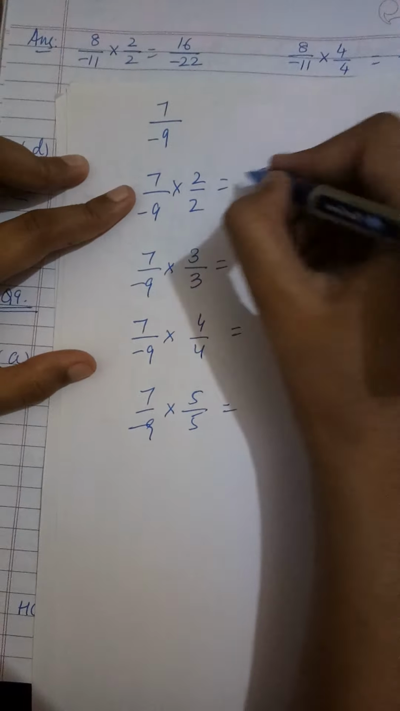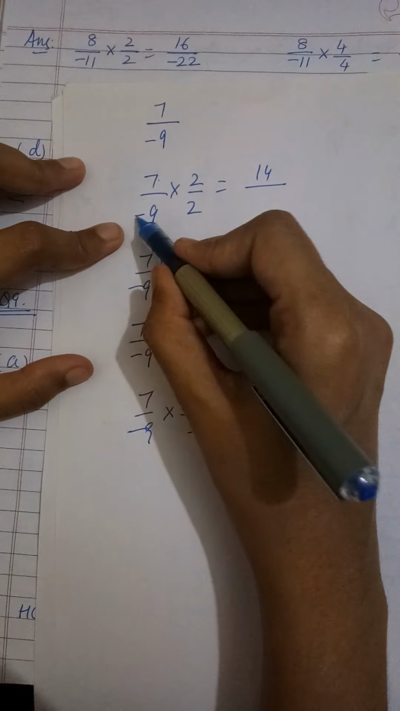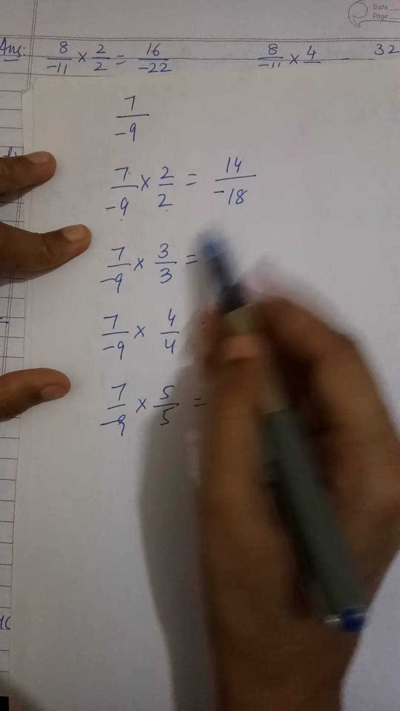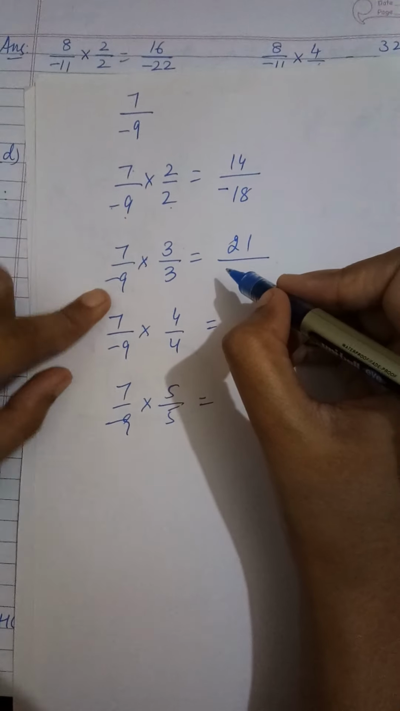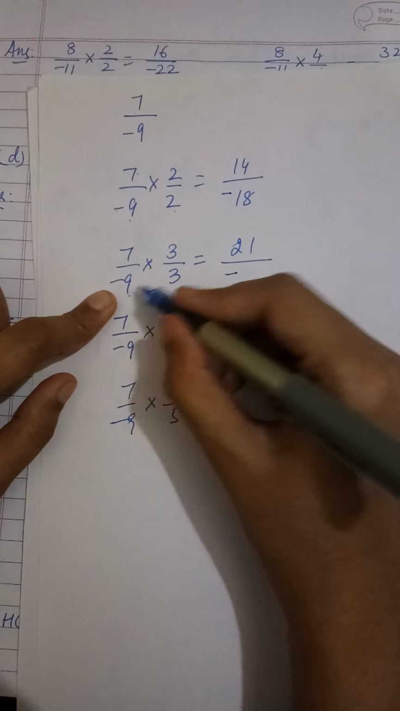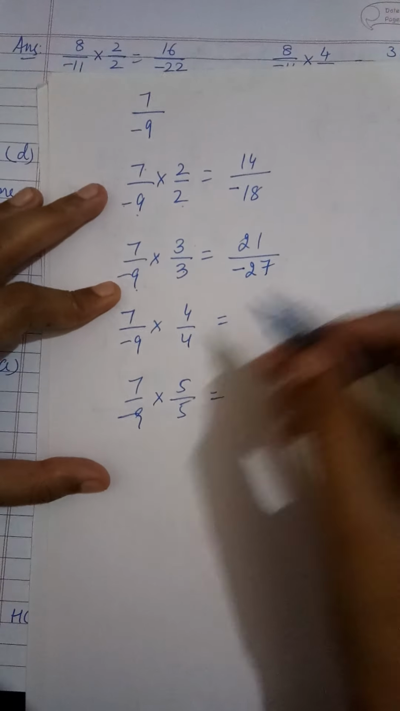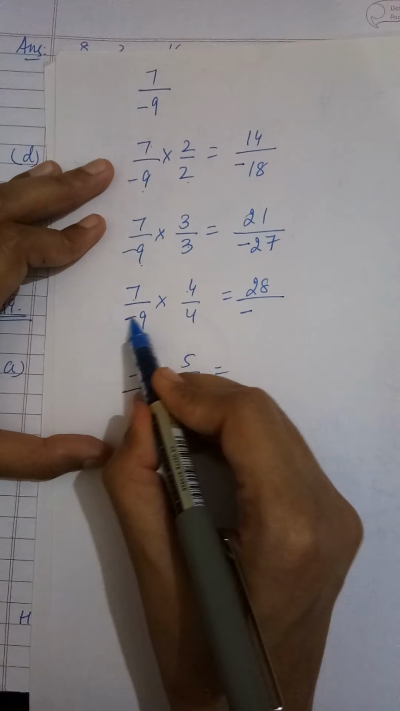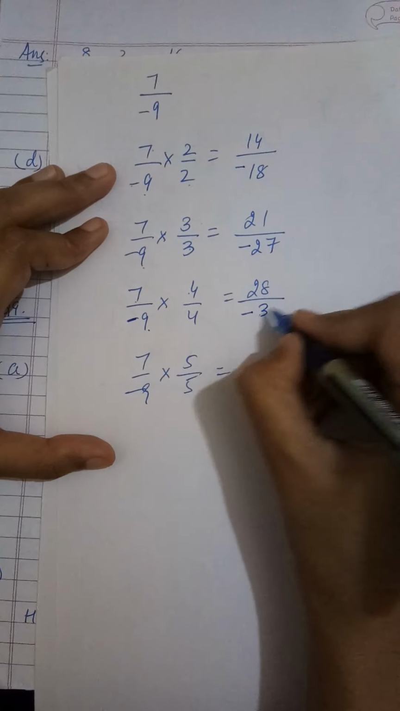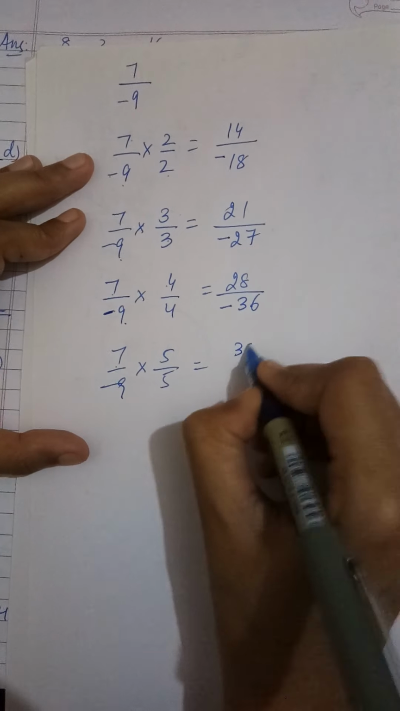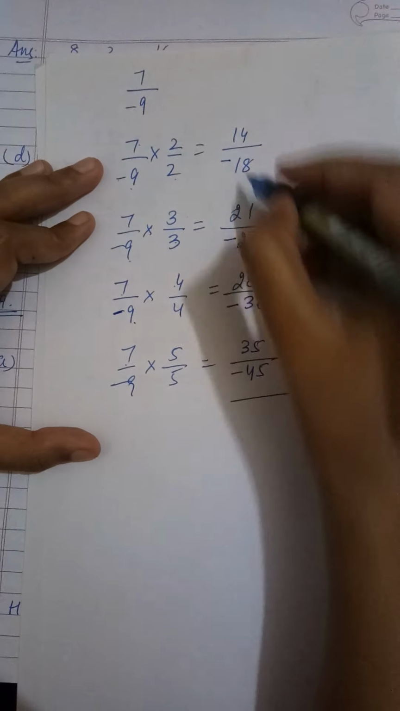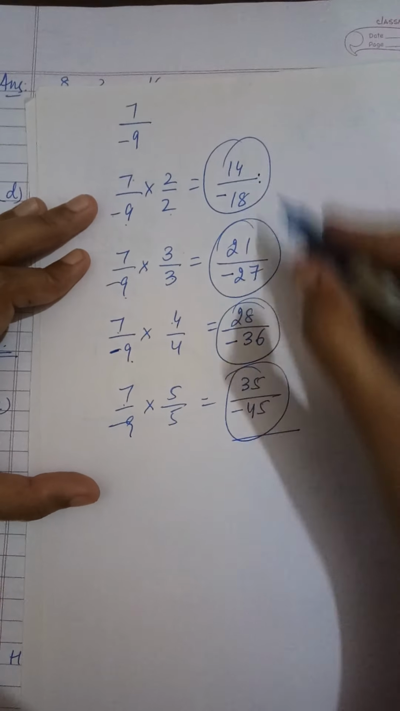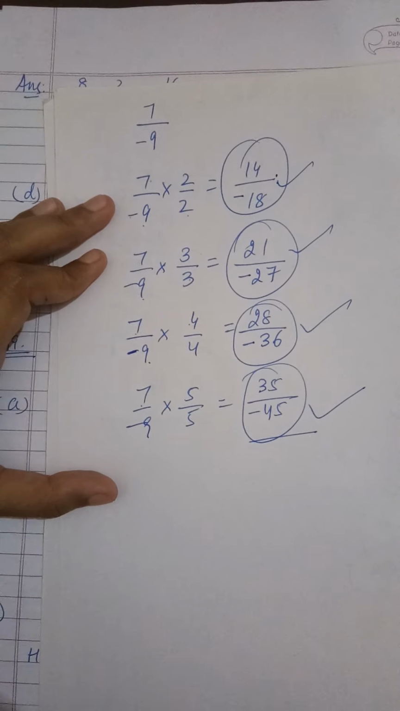Okay, now 2 sevens are 14 upon, minus sign is there, so minus will come. 9 twos are 18. Now see the next, 7 threes are 21 divided by, minus sign is there, so minus will come here. 9 threes are 27. Next, 4 sevens are 28 divided by, minus sign will come because only one minus sign is there, and 9 fours are 36. Now 7 fives are 35 upon minus 45. So 14 upon minus 18, and so on, 1, 2, 3, 4. All these are the equivalent fractions.